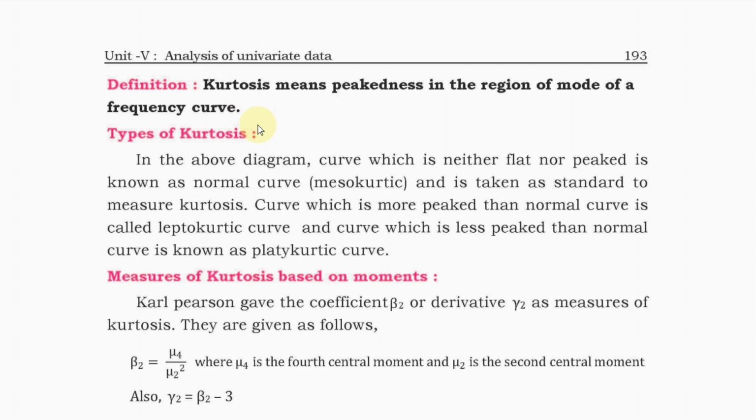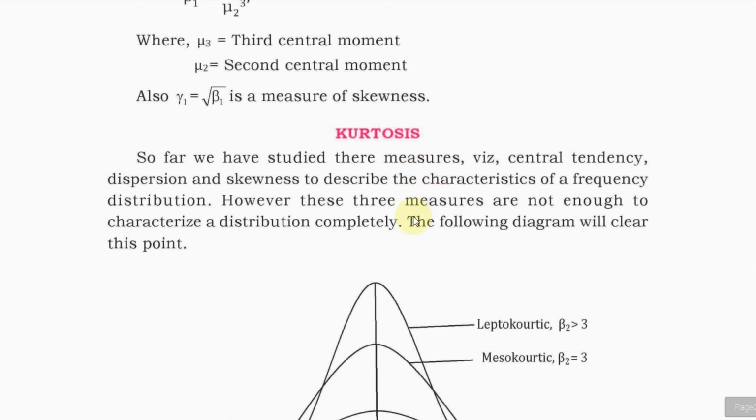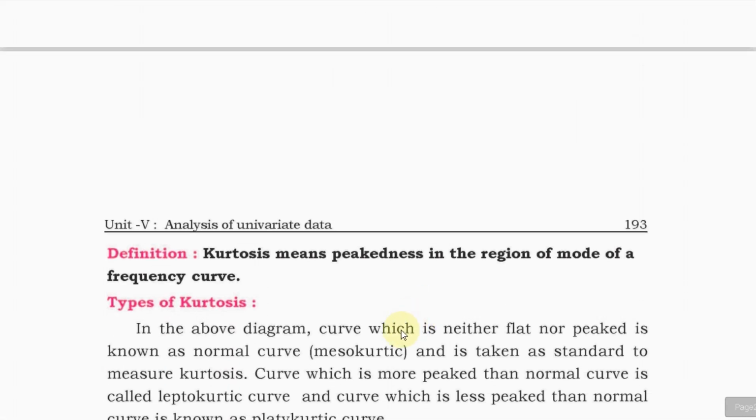Okay, so kurtosis means studying the concentration of the mode value in the given distribution, or peakedness in the region of mode of a frequency curve. Types of kurtosis. In the above diagram, the curve which is neither flat nor peaked is called a normal curve.